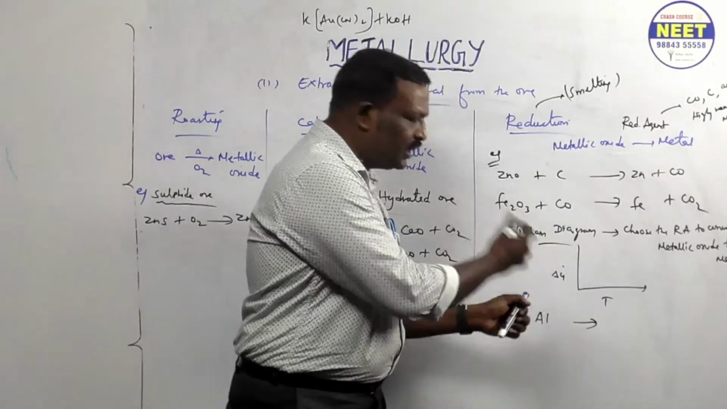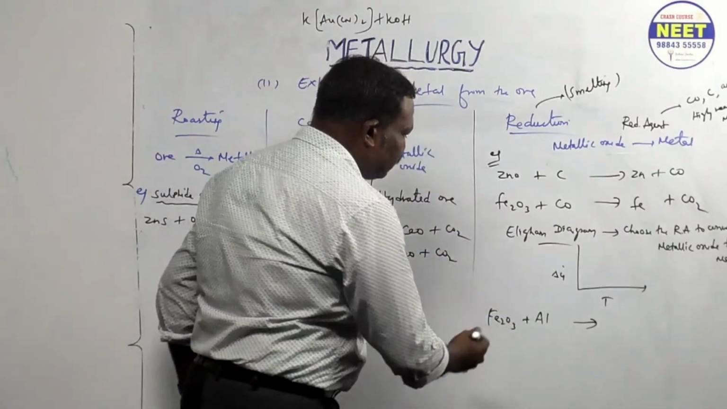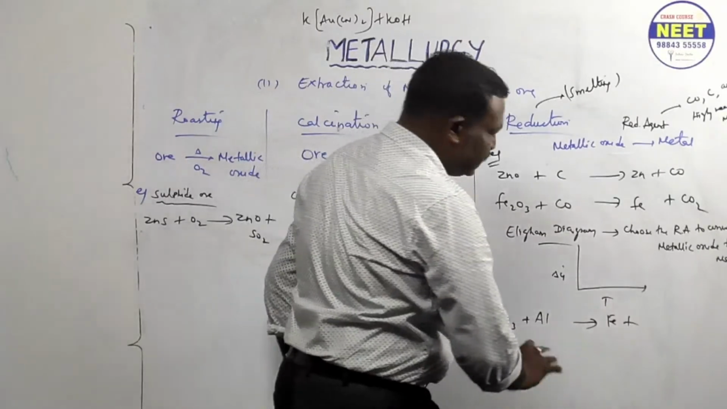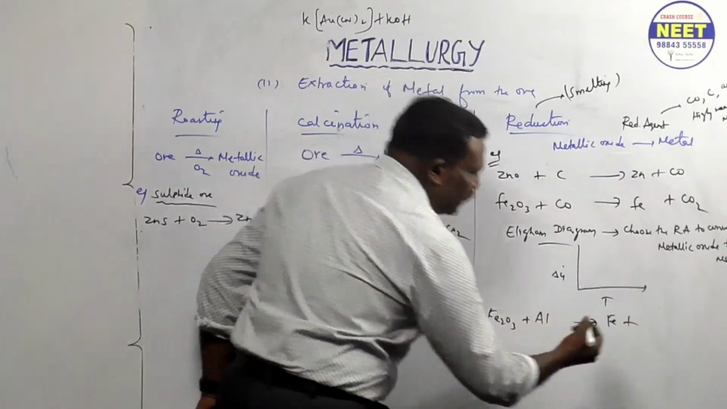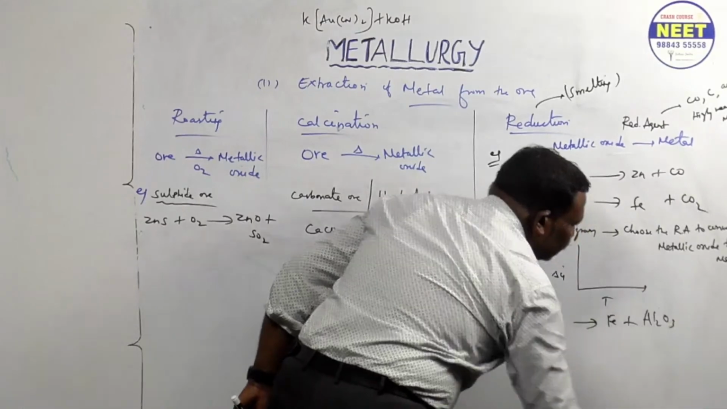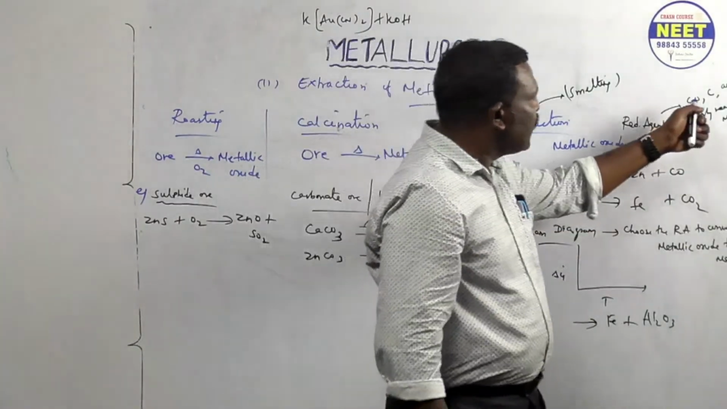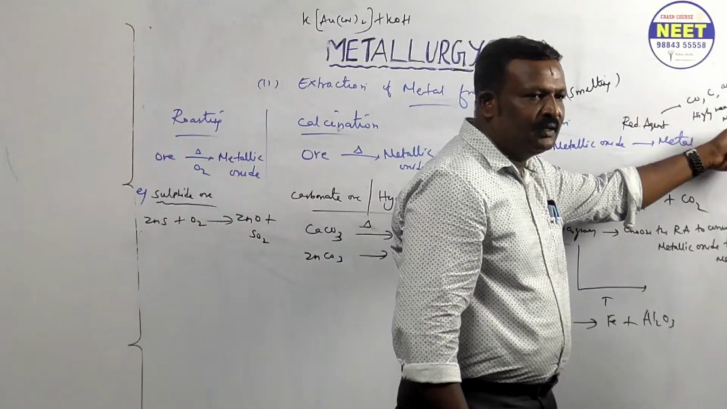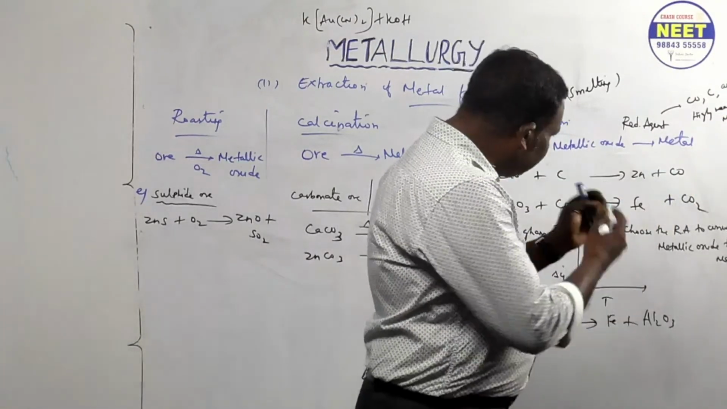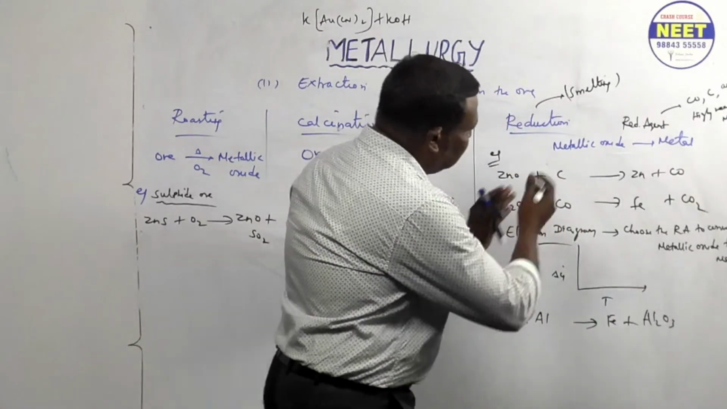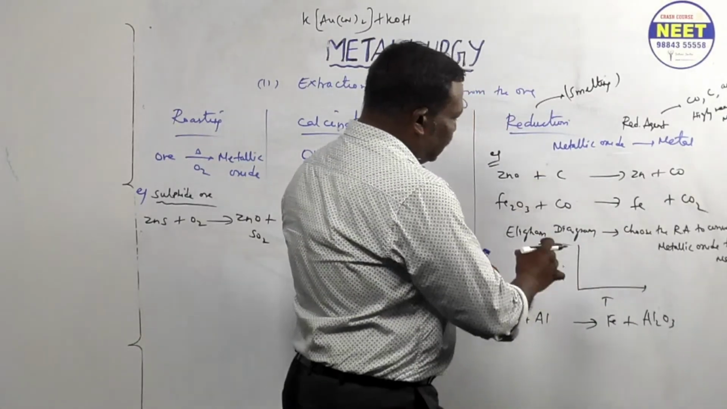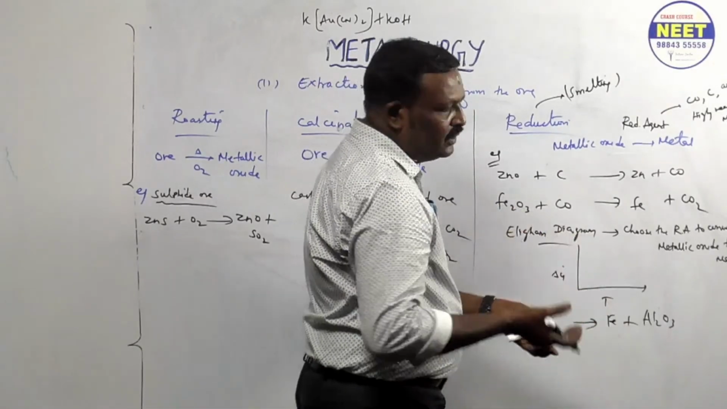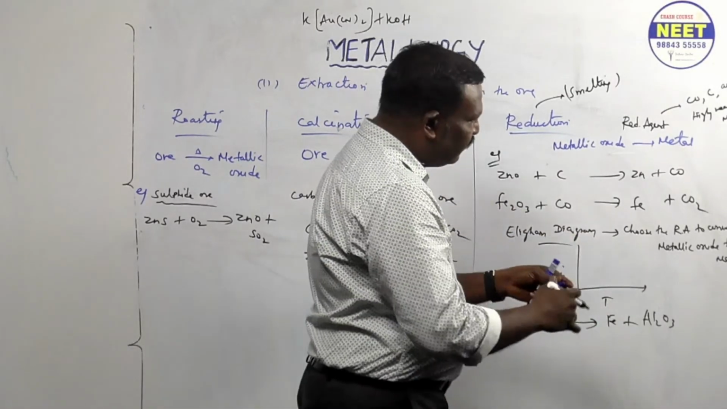So what's the product? It will be Fe. Don't worry about the balanced equation; it takes oxygen, so it becomes Al2O3. Then here we can use C, or CO, or any highly reactive metal, understood? These are all used to convert metallic oxide into metal. So this diagram tells about which kind of reducing agent you can use to convert metallic oxide into metal. That's the purpose of this one.